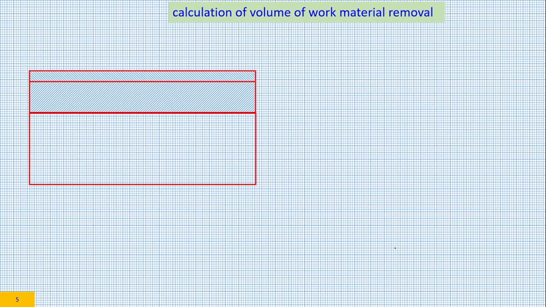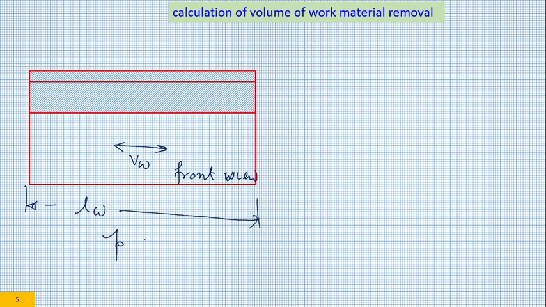Now let us come to calculation of volume of work material removed. So this is the workpiece which was reciprocating in this direction. This is the front view. This is the length of the workpiece, and what you are doing is plunge surface grinding. So it is reciprocating, and your grinding wheel is here, which I have not drawn here. Your grinding wheel is rotating in this direction and it is reciprocating.